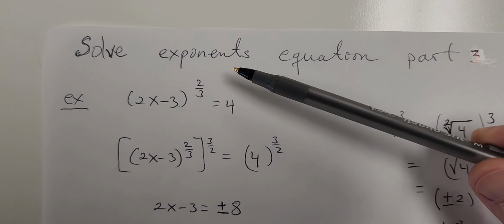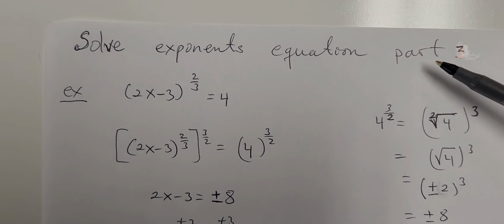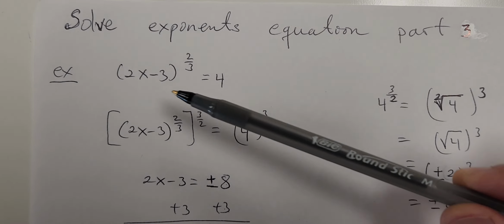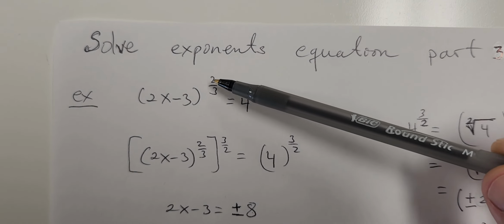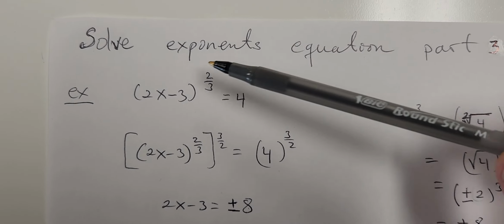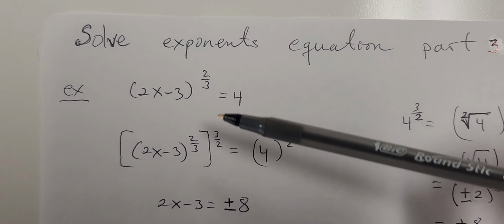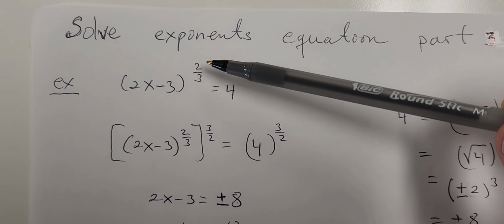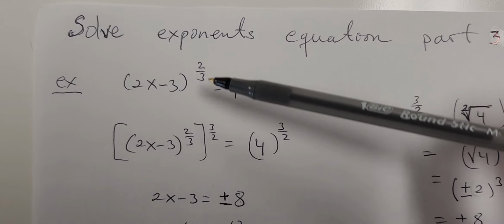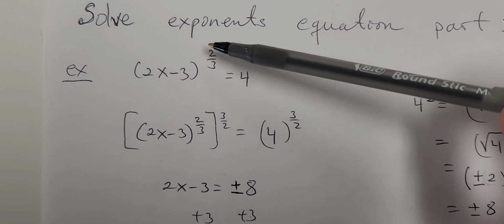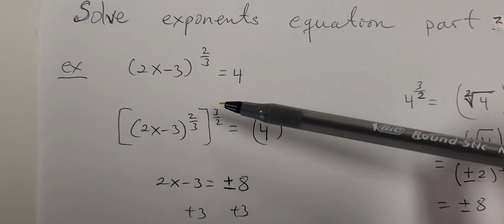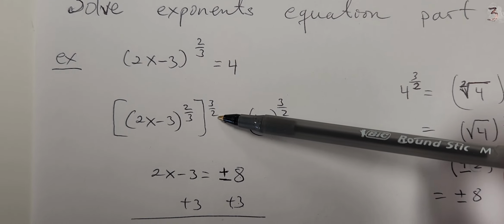This lesson is Solve Exponents Equation Part 3. Here we have an example where the power is a fraction. So to get rid of these fractions, we have to flip it. One more time, to get rid of these fractions, we have to flip the fractions. So instead of 2/3, we will do 3/2.